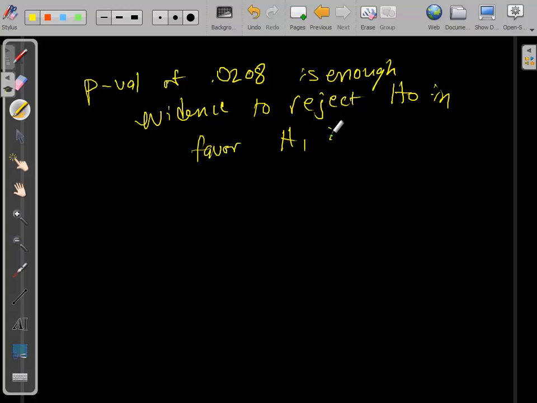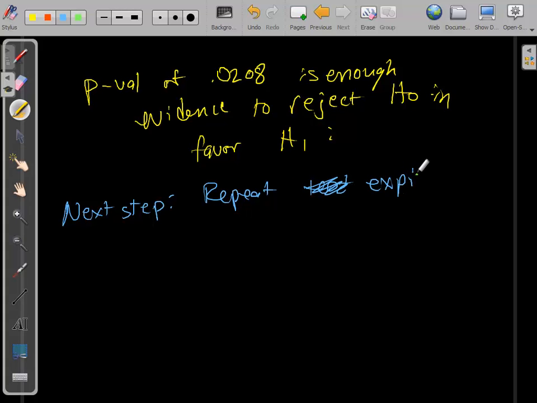What we would need to do now, the next step in research, would be to repeat the experiment, and use the specified alternative that the mean should be greater than 45.